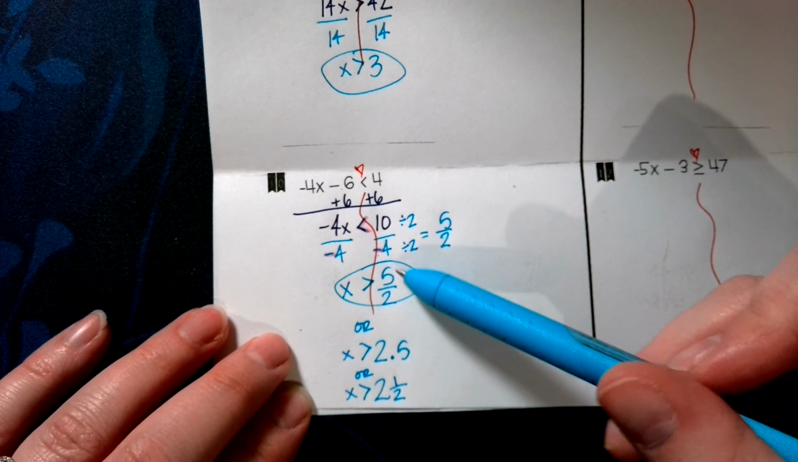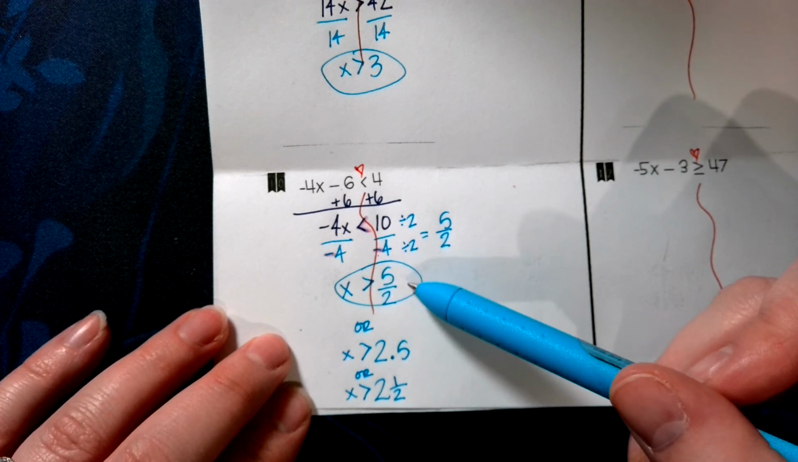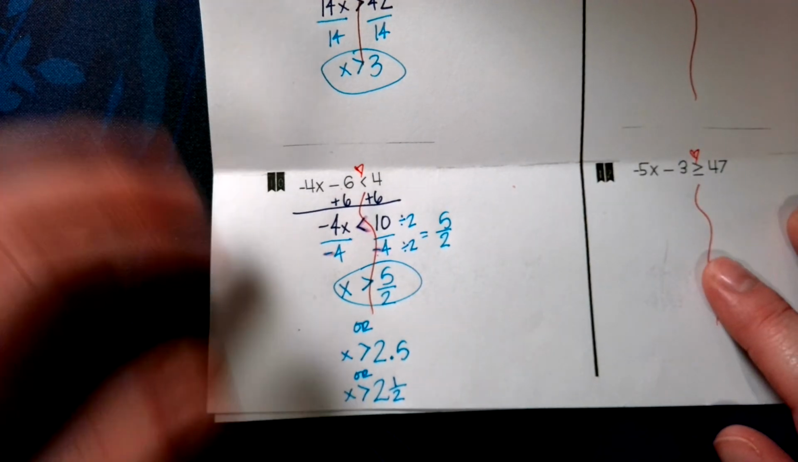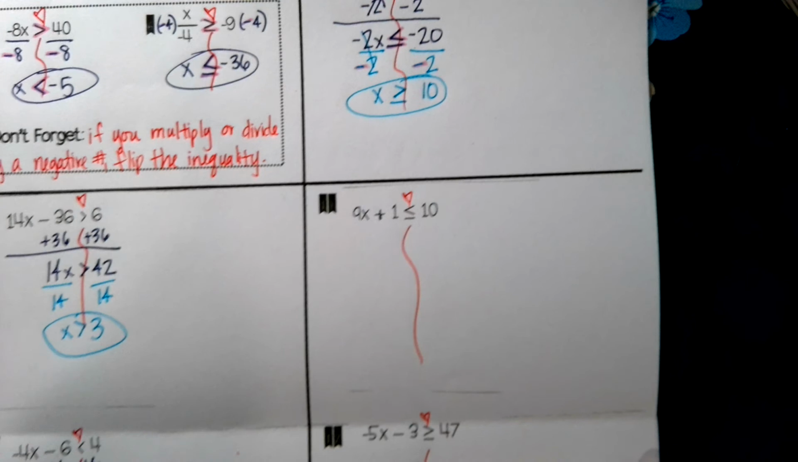Most mathematicians are going to leave it as that improper fraction. You're going to see a lot more fractions when you get into algebra and upper levels of math. You're not going to see as many decimals, so get comfortable with those fractions.